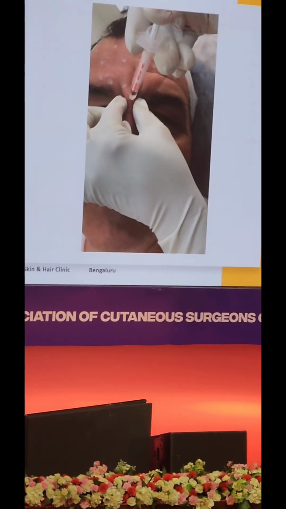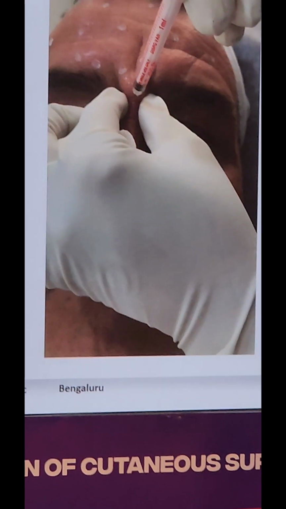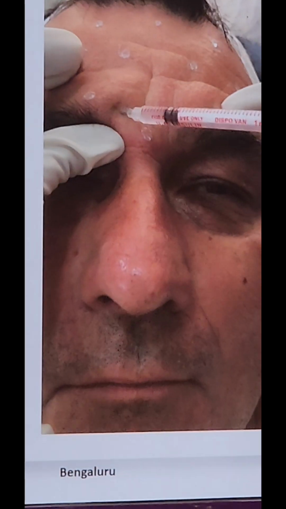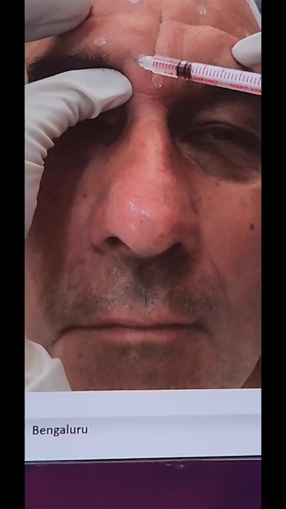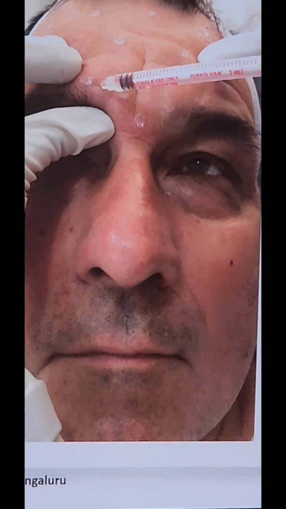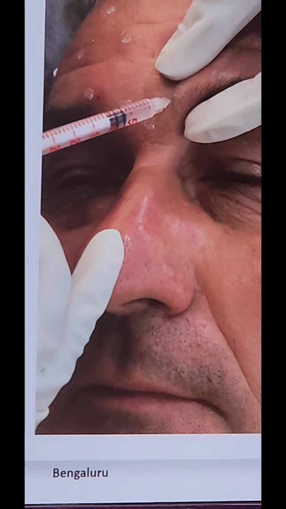So the dosages vary between 4 to 6 units into the procerus. And when you are injecting the medial part, you can inject about 3 to 4 units into the head of the corrugator, and into the tail you can inject about 1 to 2 units, depending upon the thickness of the muscle.